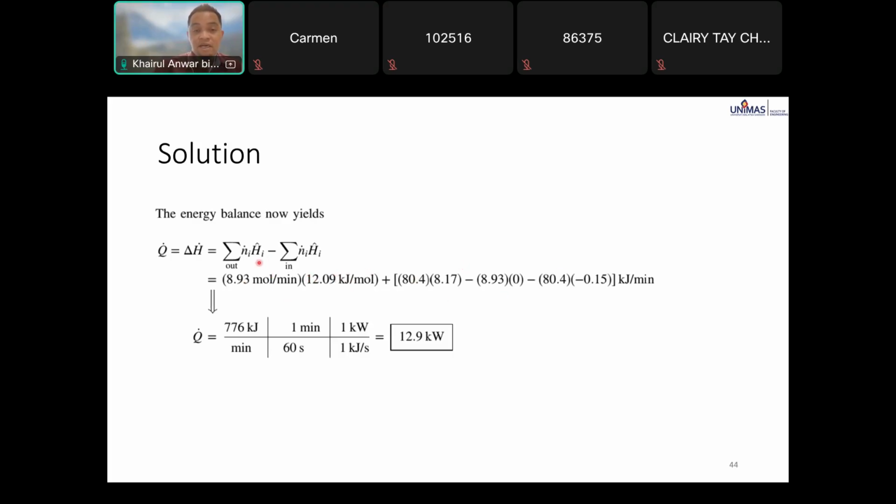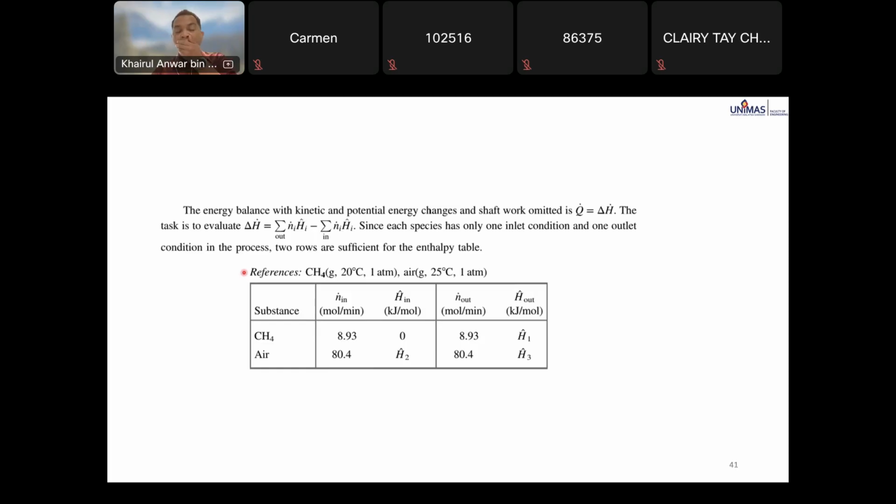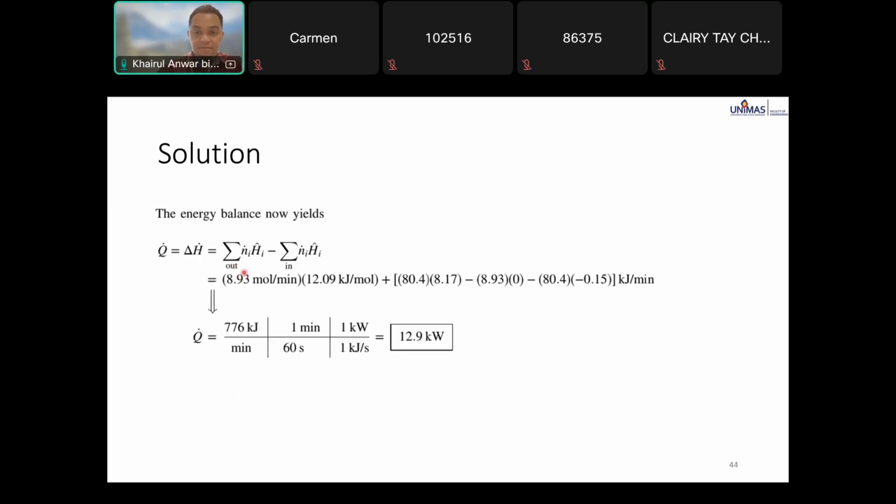So this is for the H out. In this case, H out has two, H in has one. Okay. So Q equal to 12.9 kilowatt.